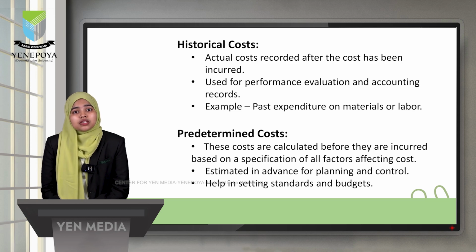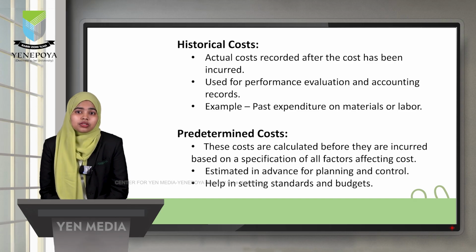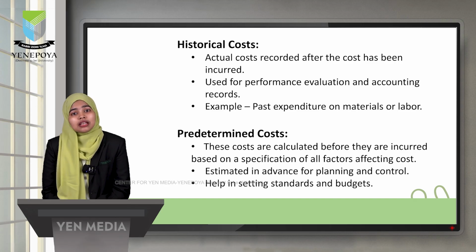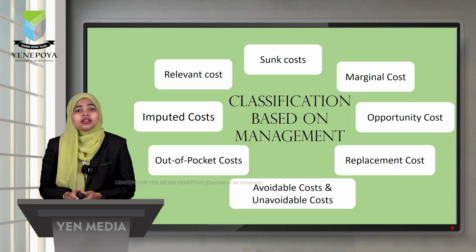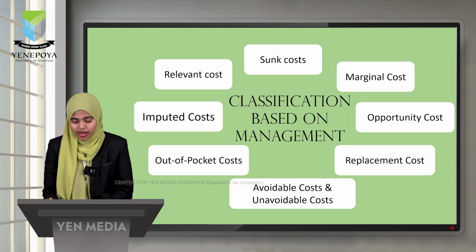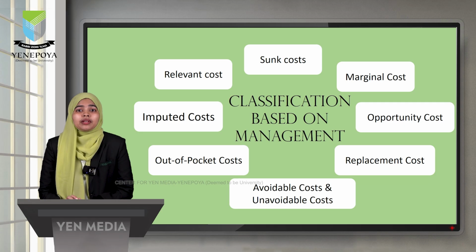And predetermined costs are estimated in advance and used for planning and control. So examples include standard cost or budgeted cost. Historical costs look at what has happened, while predetermined costs help plan what should happen. Now classification based on management purpose. So here we will be classifying the cost on how useful it is for management's decision making.